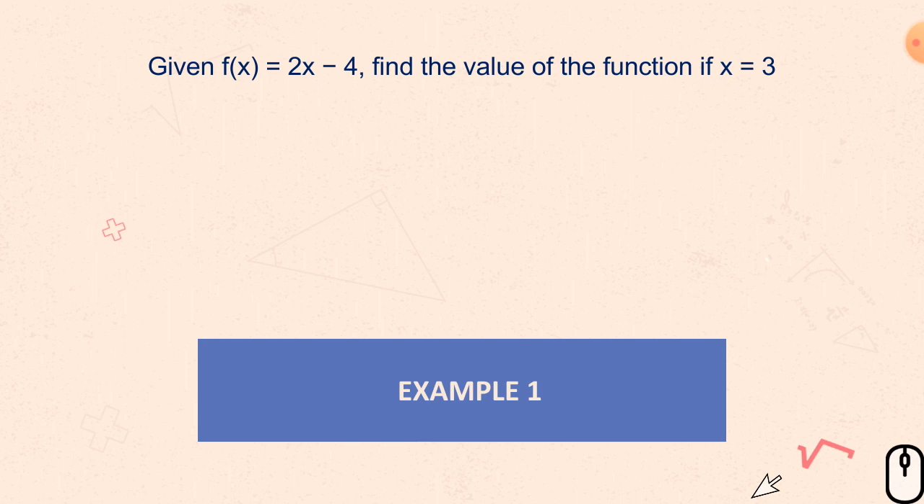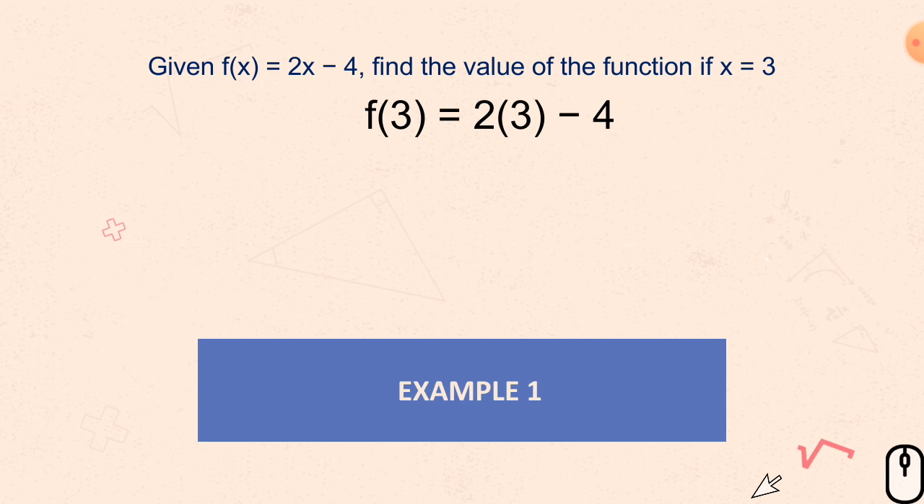Given the f of x is equal to 2x minus 4, find the value of the function if x is equal to 3. So sabi natin sa step in evaluating function or expression, we have to first replace the assigned value, which is 3. So yung 3 natin, yun yung value ng x. So sasubstitute natin siya doon sa ating given na f of x is equal to 2x minus 4. Yan, sinubstitute na natin. Magiging f of 3 is equal to 2 times 3 minus 4.